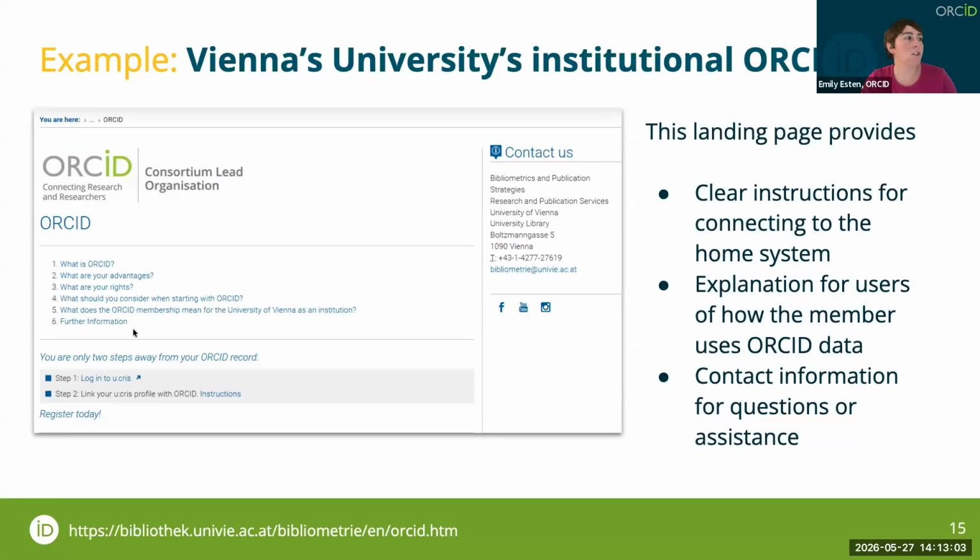So we see here this question of what are the advantages, what are your rights, what does ORCID membership mean at the University of Vienna? And then I also like here that they have a box for contact information for any questions or assistance. So if a researcher comes to this page, they don't know if they want to connect to their research information system or use this integration, and they want to know who they should be talking to, they could go directly to the university and have that conversation.